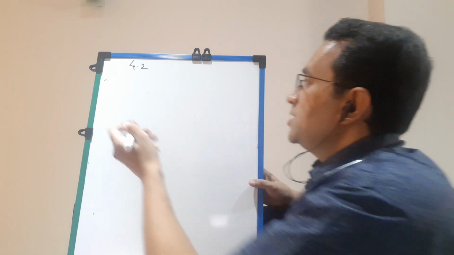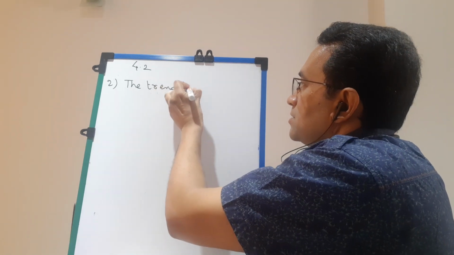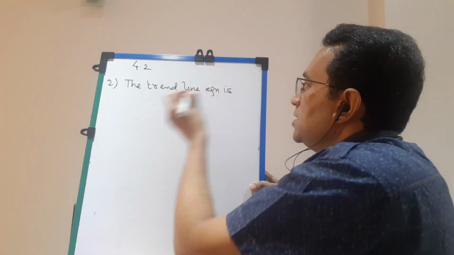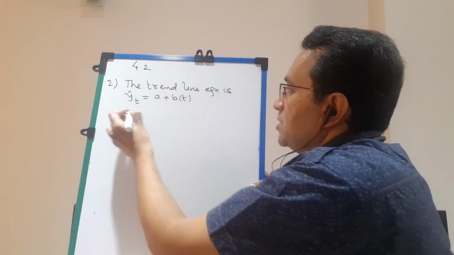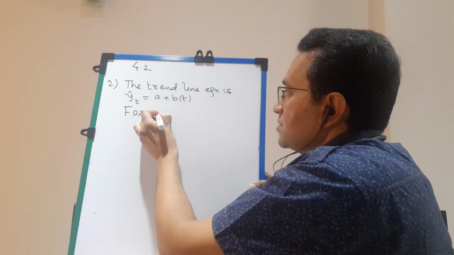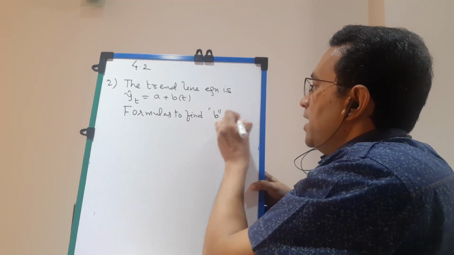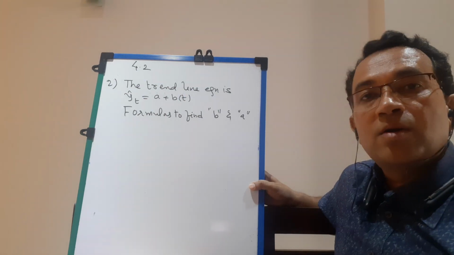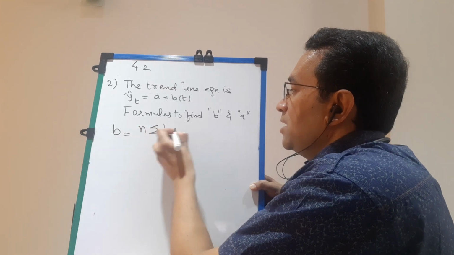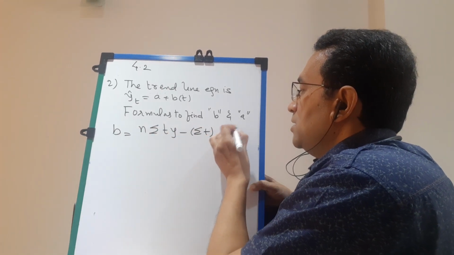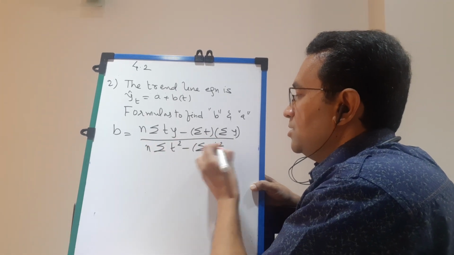The trend line equation is the second step. The trend line equation is yt cap is equal to a plus bt. Formulas to find b and a. The universal formula to find b is n sigma ty minus sigma t into sigma y upon n sigma t square minus sigma t the whole square.